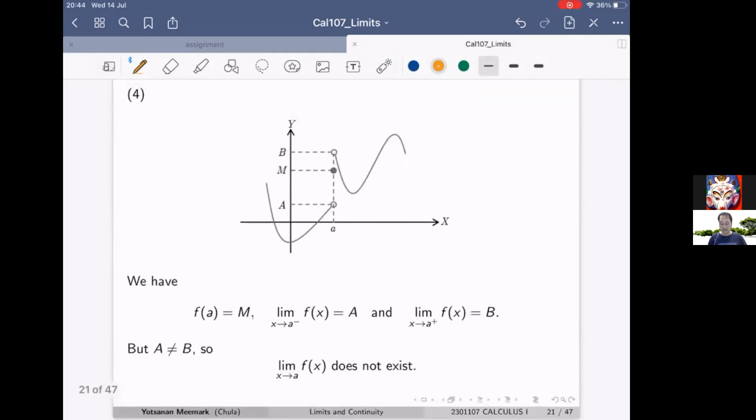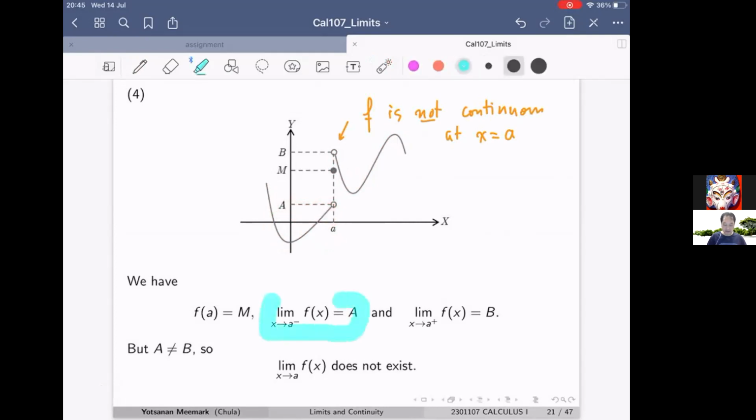The third one, you see pretty clearly that you have one piece here, one piece there, and this one here. So actually we can say immediately that your f is not again continuous at the point x equals a. What can we say about the limit? If you go close to a from the left, for example here, your function value approaches this capital A. So here, the left hand side limit exists, it equals A.